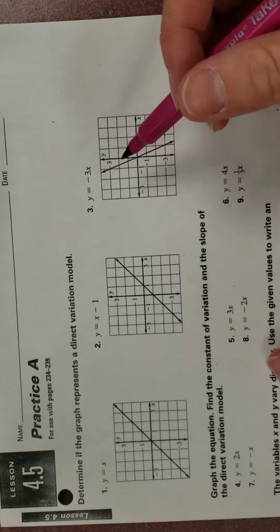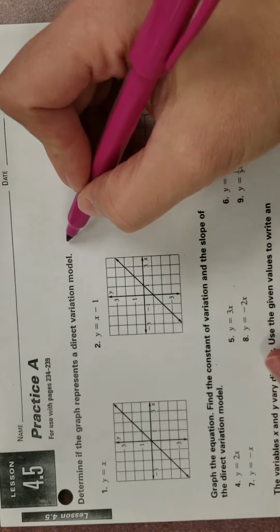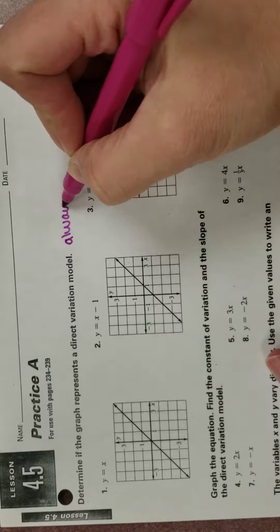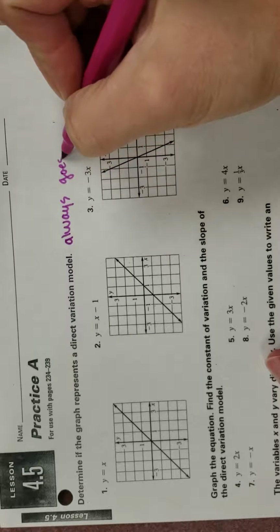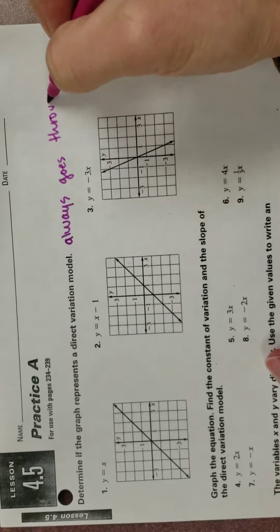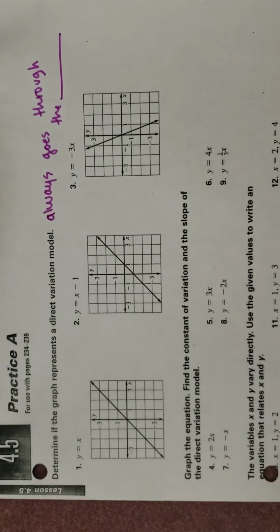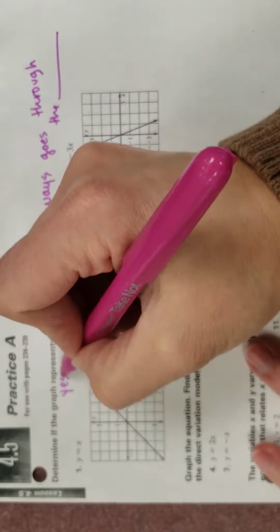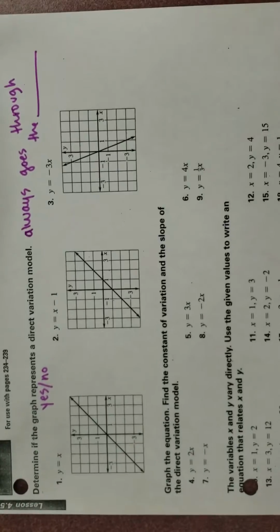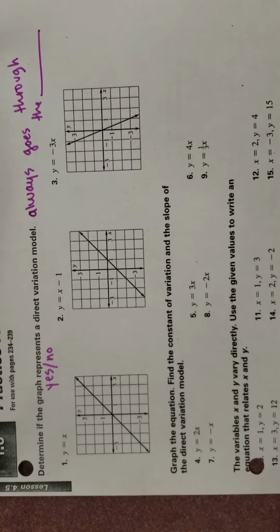Remember the idea that direct variation always goes through the, I'm not going to tell you. You have to look at your notes. And so you can tell me yes or no if these represent a direct variation relationship or not. I will tell you that that is in your notes at the bottom of the front page.